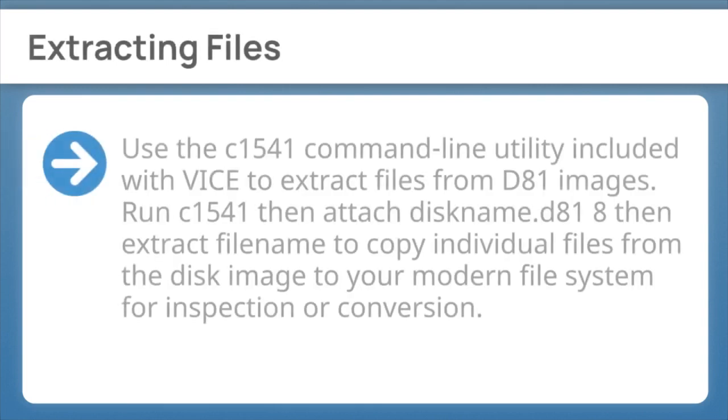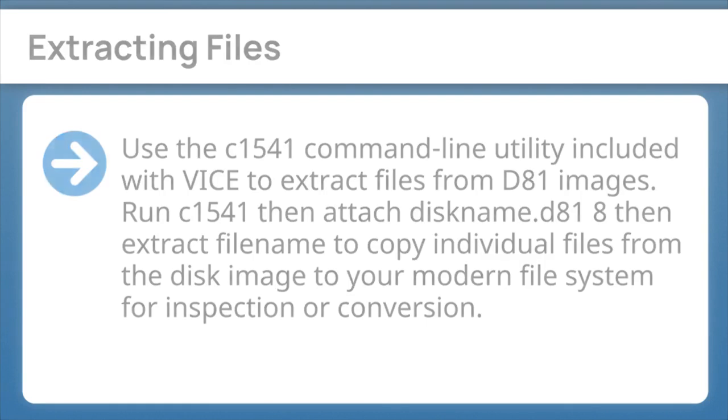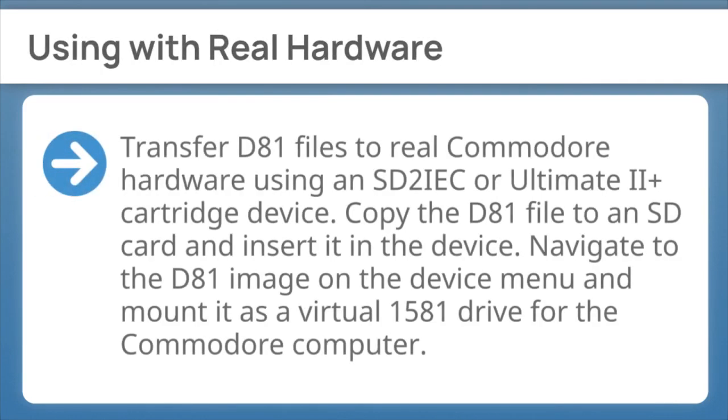Next, extracting files. Use the c1541 command line utility included with VICE to extract files from D81 images. Run c1541, then attach diskname.d81 8. Then extract filename to copy individual files from the disk image to your modern file system for inspection or conversion.